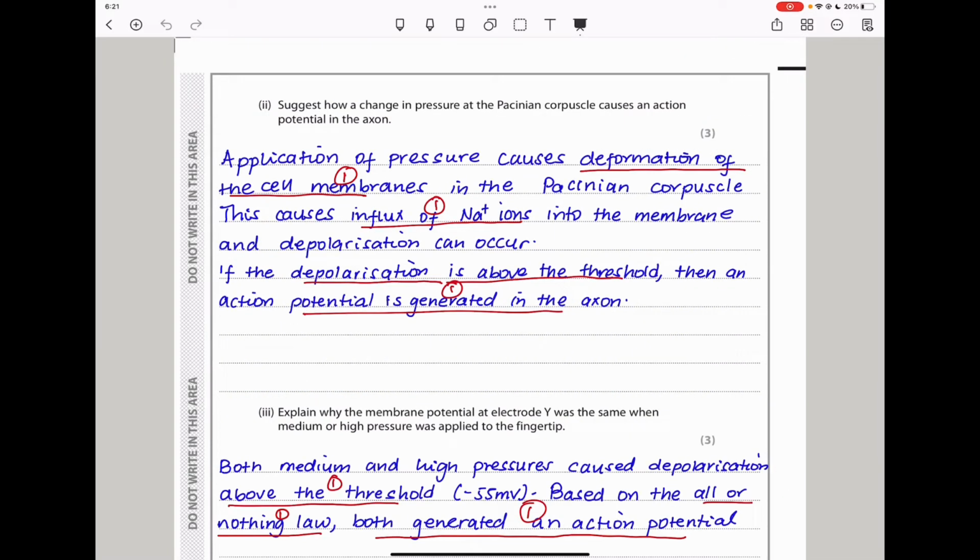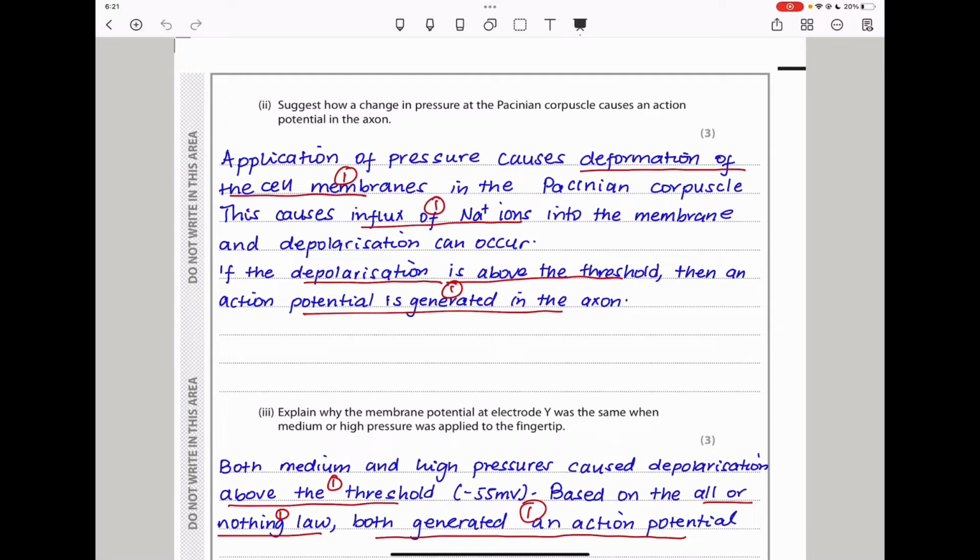Here they ask how a change in pressure at the Pacinian corpuscle causes an action potential in the axon. Remember, change in pressure is going to activate, maybe some molecules or membranes are going to change their shape, and that is going to cause an influx of sodium ions. As the shape of the membrane changes, ions are going to be able to go inside.